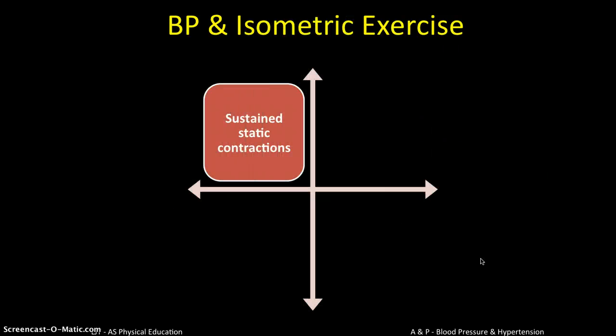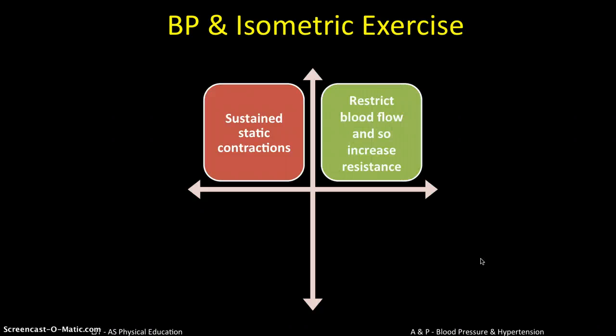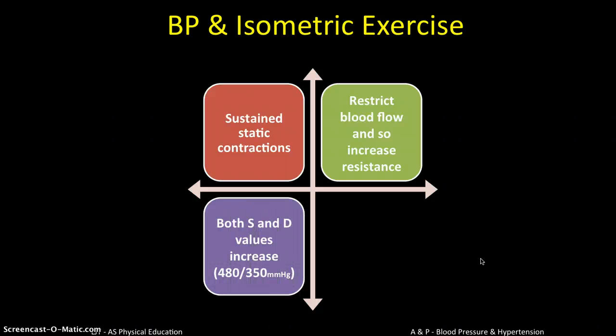Blood pressure and isometric exercise. If we have sustained static contractions, this will restrict our blood going through. It's basically like you putting your foot on a hose pipe. The contraction blocks the flow of blood and pressure builds up behind that. As a result of that, both systolic and diastolic values will increase, exceptionally high.